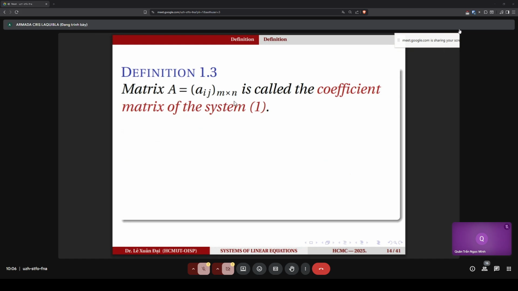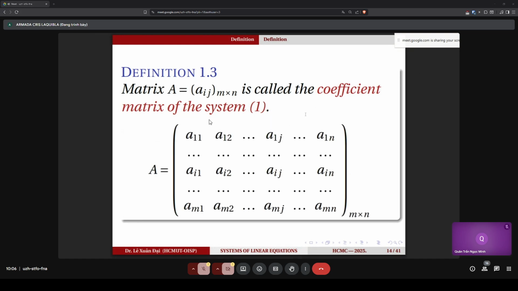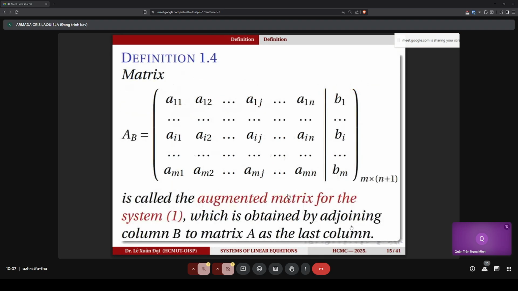Matrix A with entries a i j is called the coefficient matrix of the system 1. If you just get the coefficients there, this is your coefficient matrix of the system 1. We just get the a i j's there and that's it. Next, if we add this other column here with the b i's, this is now what you call an augmented matrix for the system 1, which is obtained by adjoining the column B to matrix A as the last column.